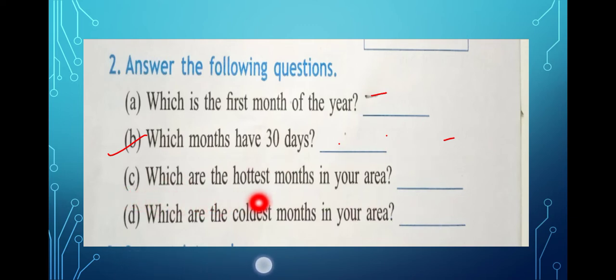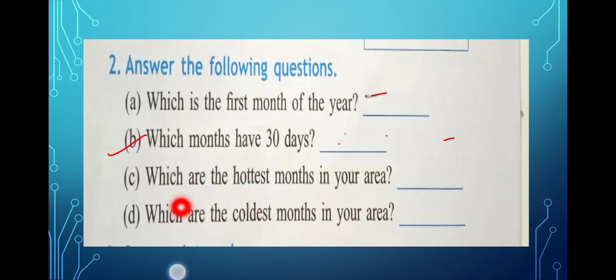Now number C. Which are the hottest months in a year? Usually in our side the hottest months are from June. So you write here June, July, then August. Okay, children, I hope you know the spelling of the months by now. Right, here June, July and August.